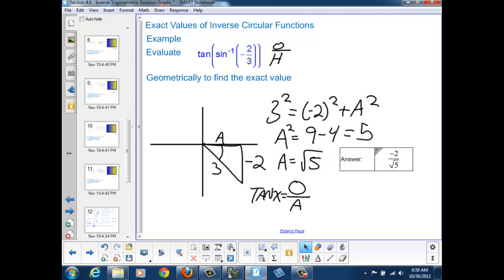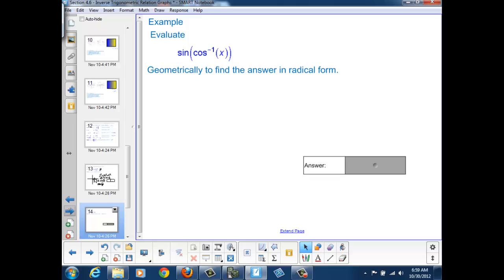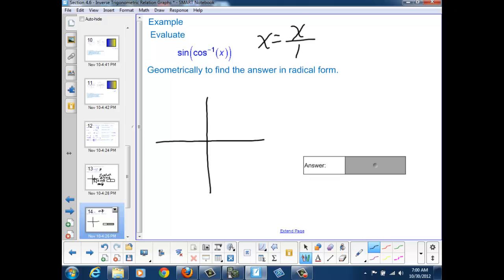Let's look at another example. Here we want to evaluate the sine of the inverse cosine of x geometrically to find the answer in radical form. So again, let's start with a coordinate plane. Now, cosine of x, if we use our SOHCAHTOA, is adjacent over the hypotenuse. So we can write x as a ratio of x over 1, which will give me my adjacent and my hypotenuse for a reference triangle.